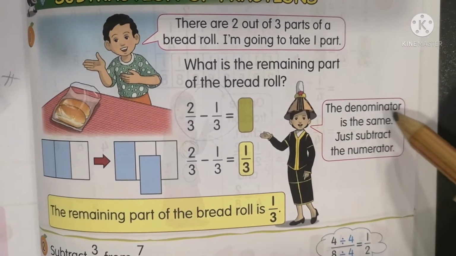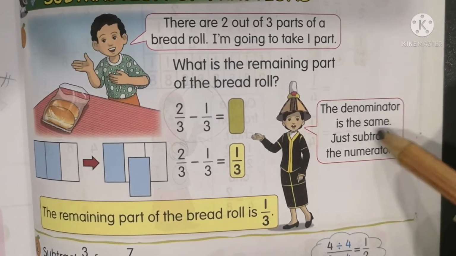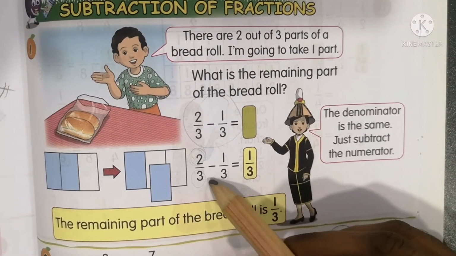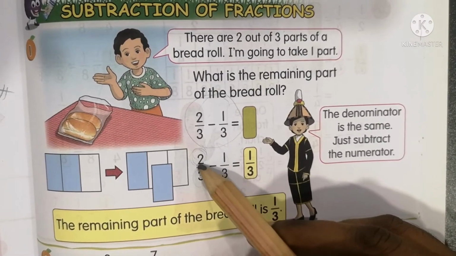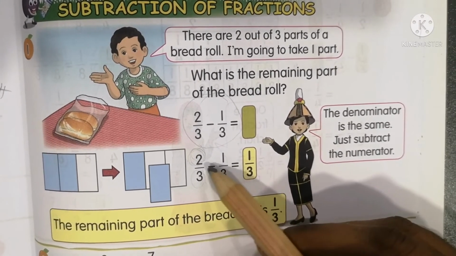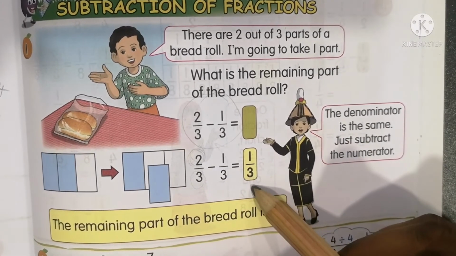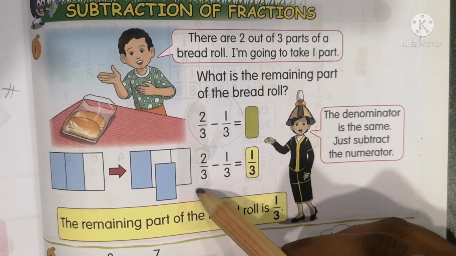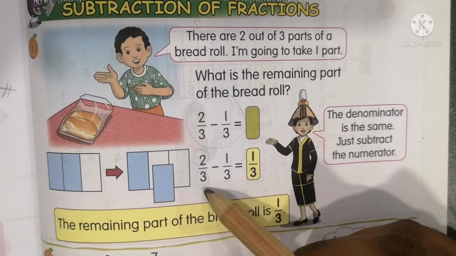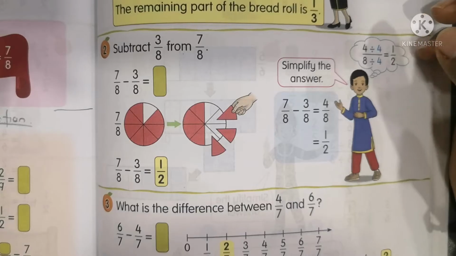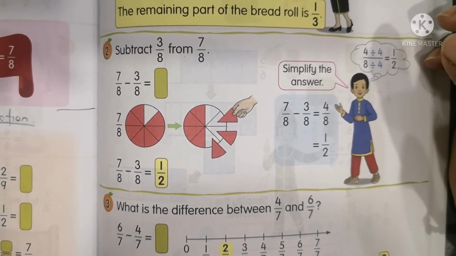See here, the denominator is the same. Just subtract the numerator. If the denominators are the same, no need to do anything. Just subtract the numerator, which is 2 minus 1. It will become 1 over 3. Understand? The 3 you just write down exactly like how they wrote it here. Okay, understand? So that one is example 1.